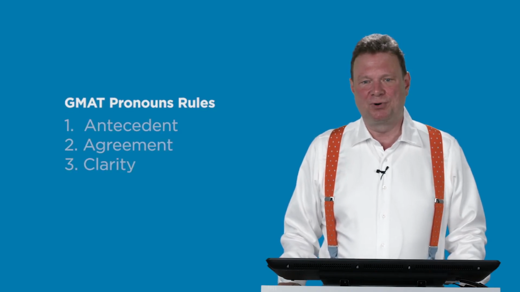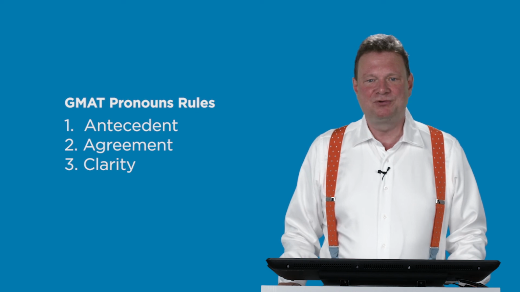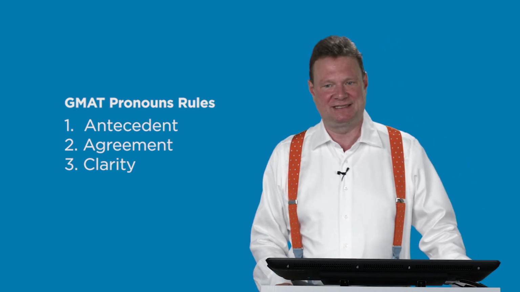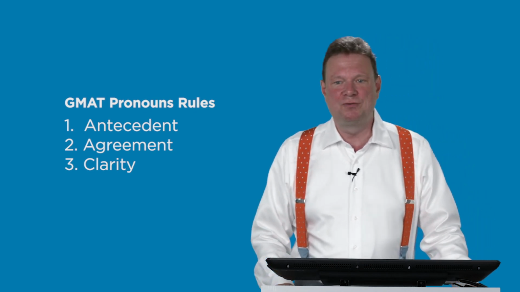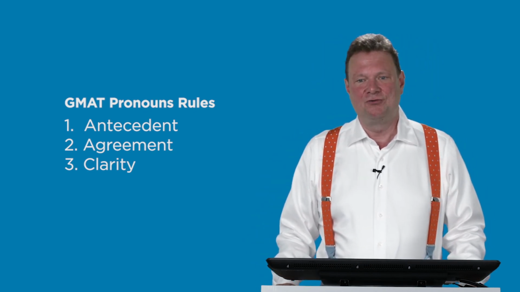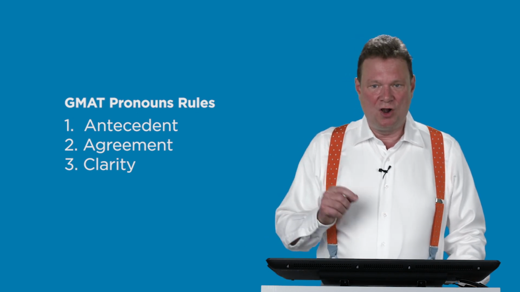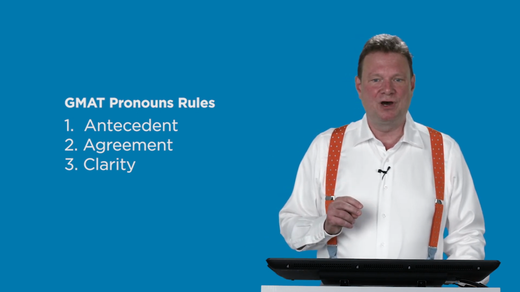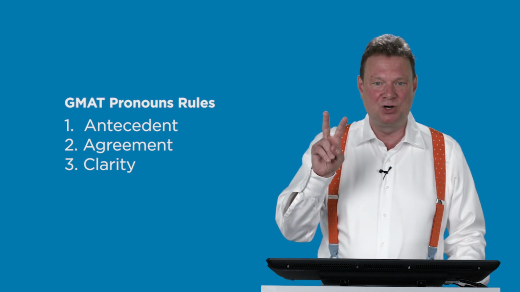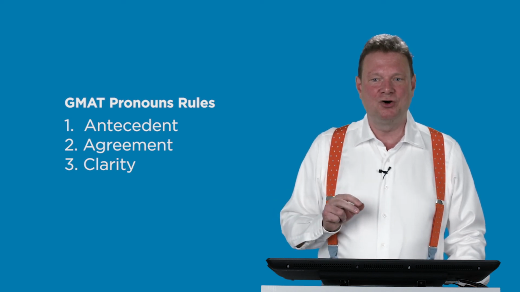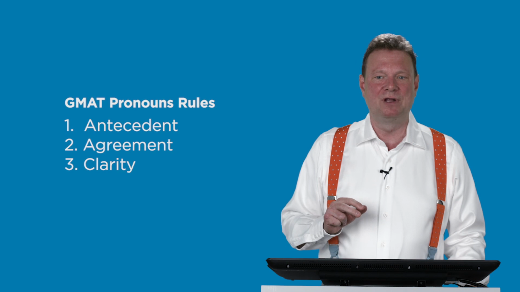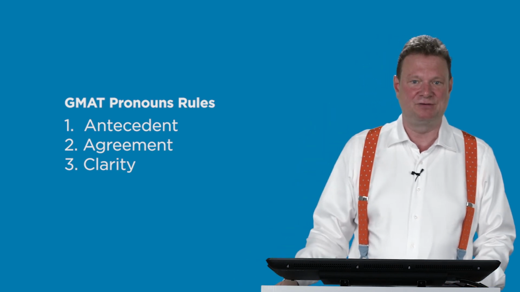Being armed with these 3 must-know rules for correct pronoun usage will help you to select the right answer choice in GMAT sentence correction questions. It will also help you to improve your own writing. Remember, you always need an antecedent. You always want to make sure your pronoun and antecedent agree in number, and you want to make sure that there is clarity in the pronoun usage. That was the 3rd rule.